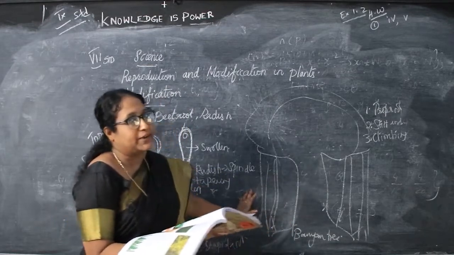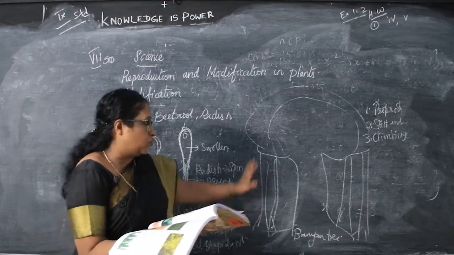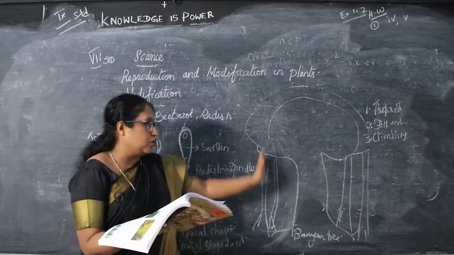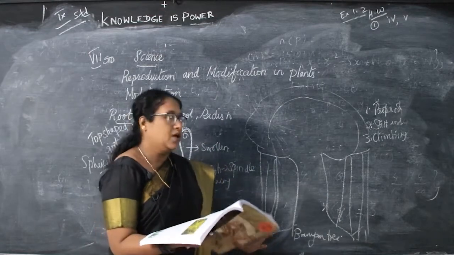So prop root is a mechanical support given to the tree, for example banyan. These roots grow vertically from the horizontal branches of a tree. How do they grow? They grow vertically from the horizontal branches of a tree. So these are called prop roots.